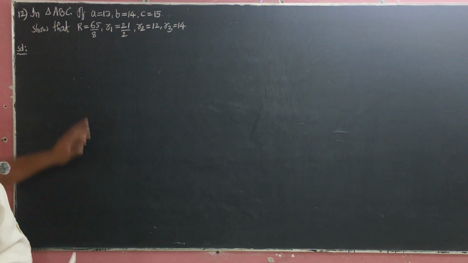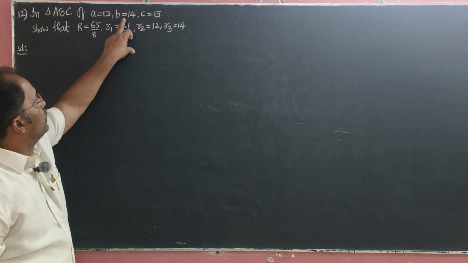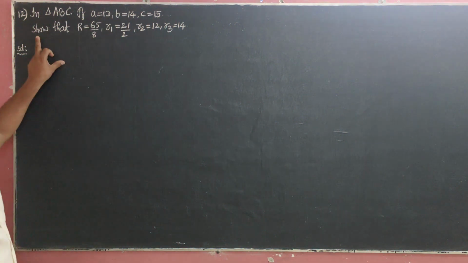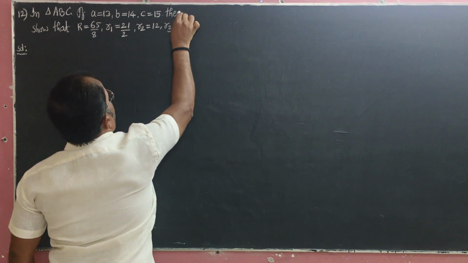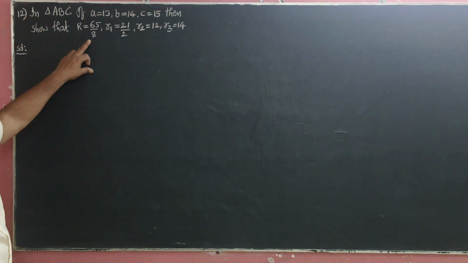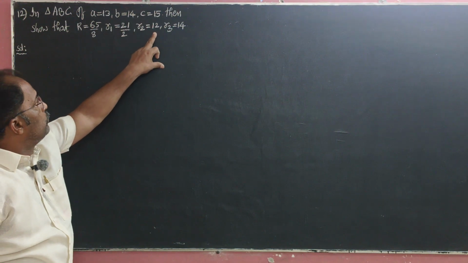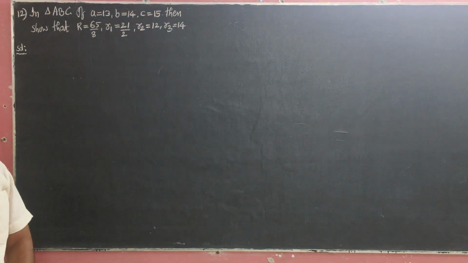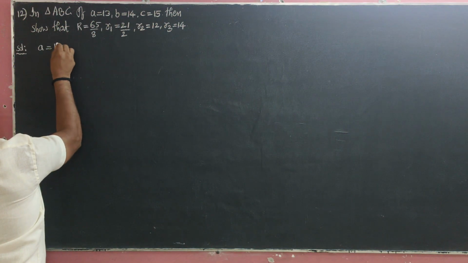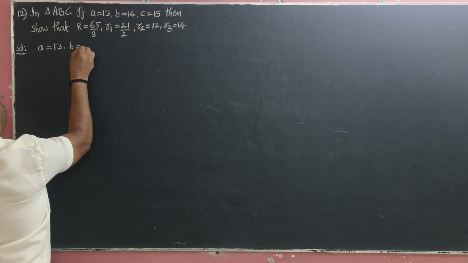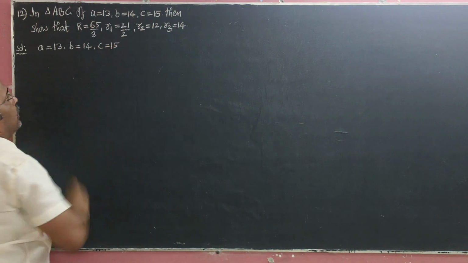In triangle ABC, if a equals 13, b equals 14, c equals 15, then show that capital R equals 65 by 8, r1 equals 21 by 2, r2 equals 12 and r3 equals 14. So first of all, the given values are a equals 13, b equals 14 and c equals 15.